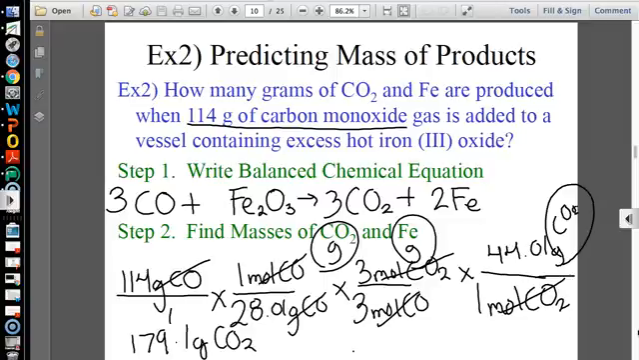Carbon dioxide weighs more, doesn't it? See how it weighs 44 instead of 28? So you would expect your answer to be heavier, and to the tune of about 1.5. So that answer makes sense. How do you feel about that?